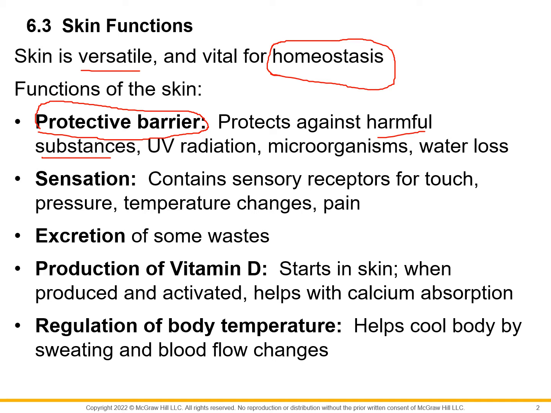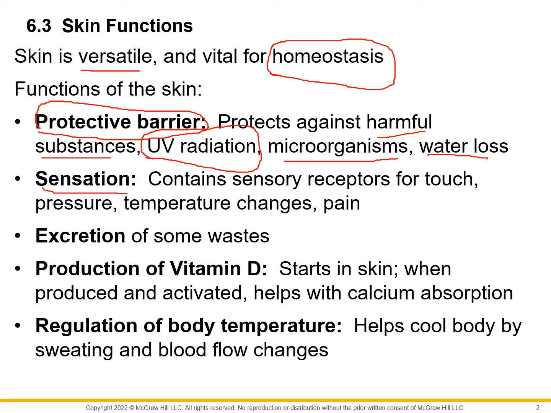So if someone has a third-degree burn over any larger part of their body, they have to live in a sanitary environment until it heals, because anything can really cause you death. But anyway, UV radiation, we talked about that in a previous video, how the melanocytes are going to produce melanin to help protect you. Microorganisms, it's protecting against those, and water loss.